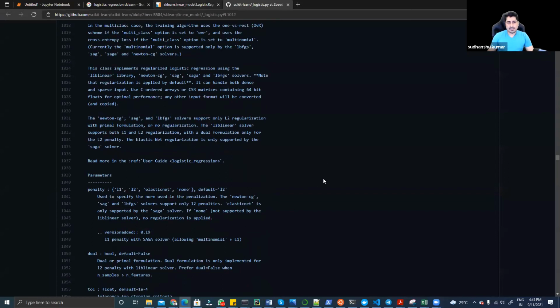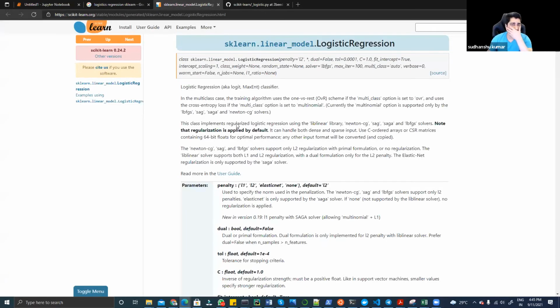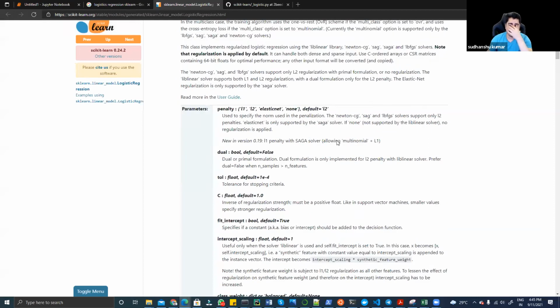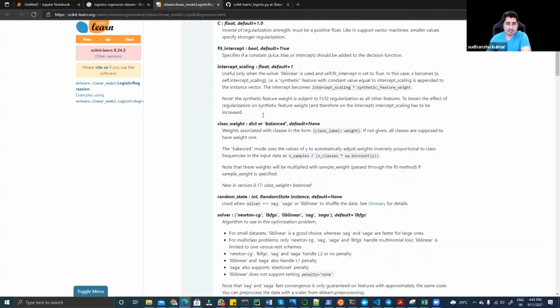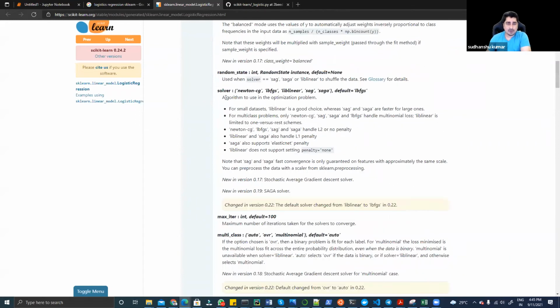Now here, parameter wise, you will be able to find all those parameters. All these parameters are again a part of your doc string. So what is the meaning of each parameter, like penalty and solver, let's suppose. So this is the solver. Solver means the algorithm to use in an optimization problem. So what kind of solver are we going to use over there.